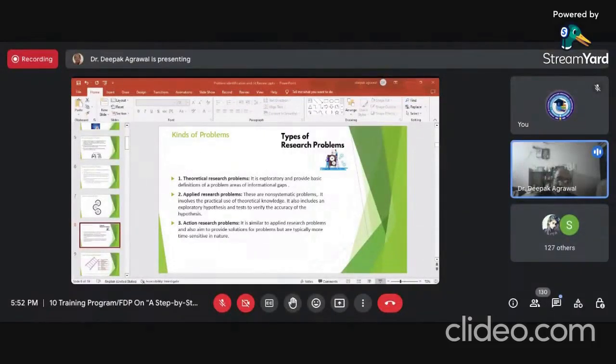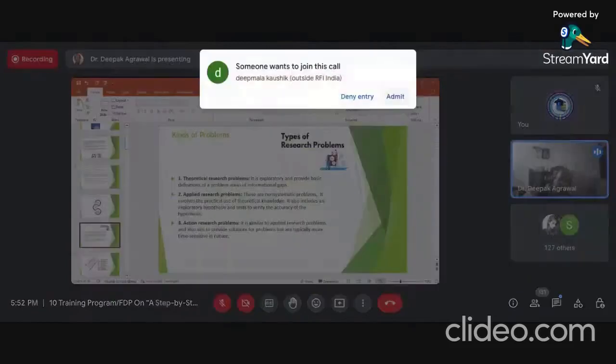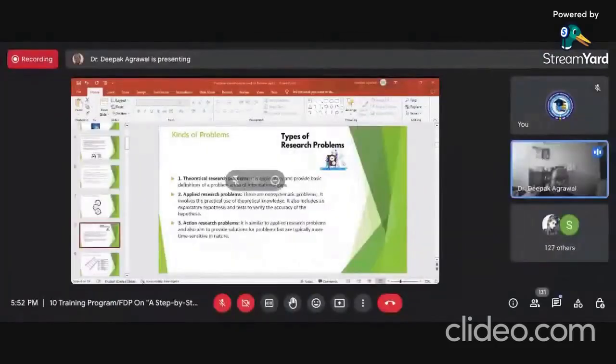Third comes the action research problem. It is again an extension of the applied research problem. It basically focuses upon those areas where immediate action is required.